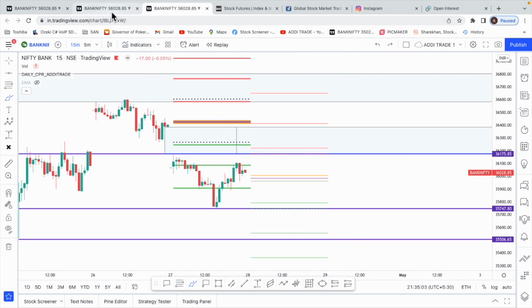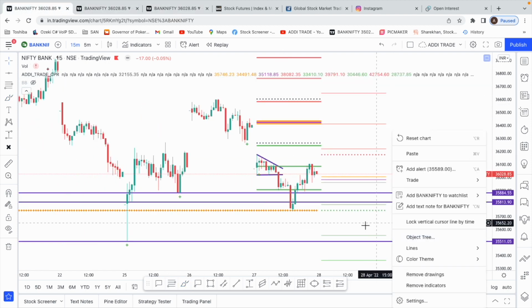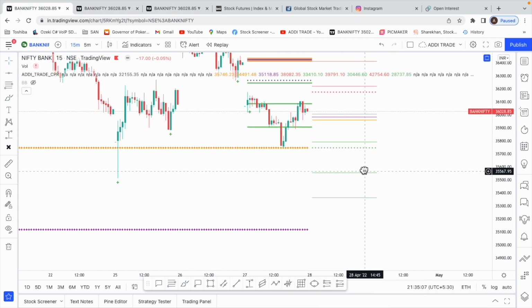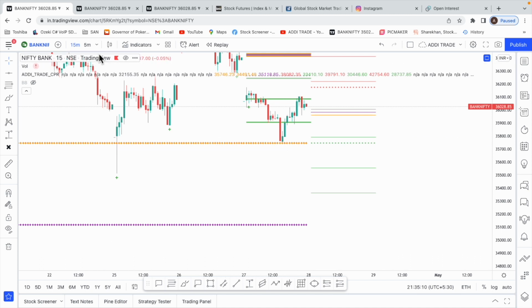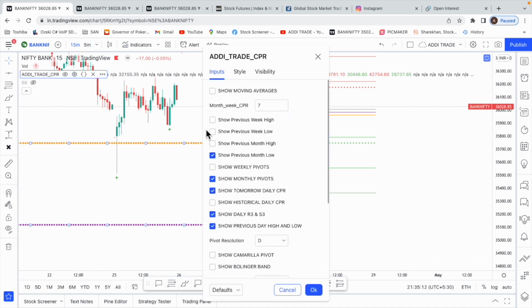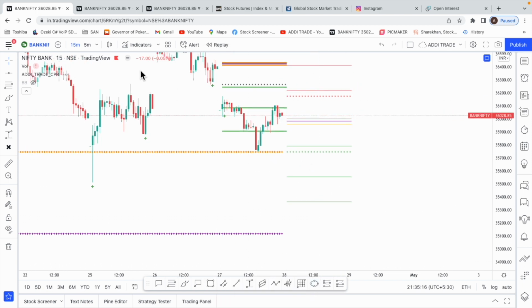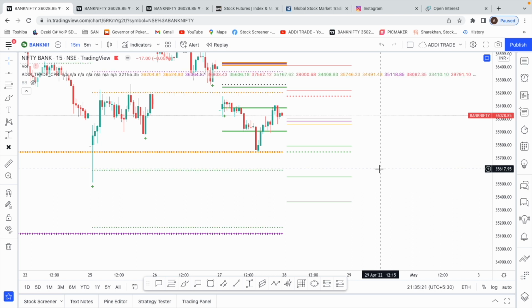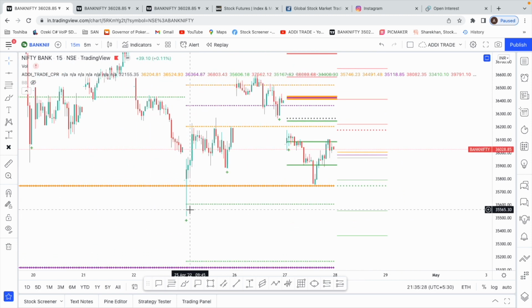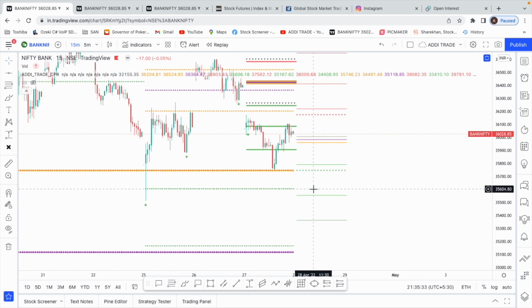And in case we break this, let me get rid of this drawing. In case we break this monthly CPR, immediately we have this weekly CPR S1 which can act as a good support. So we'll have to be ready with that level as well. See, this green dotted line, this is the one. This is the weekly S1 of weekly CPR. So in case we get a fall, there's a good chance we might even bounce from here. So we'll have to be ready with all our levels.